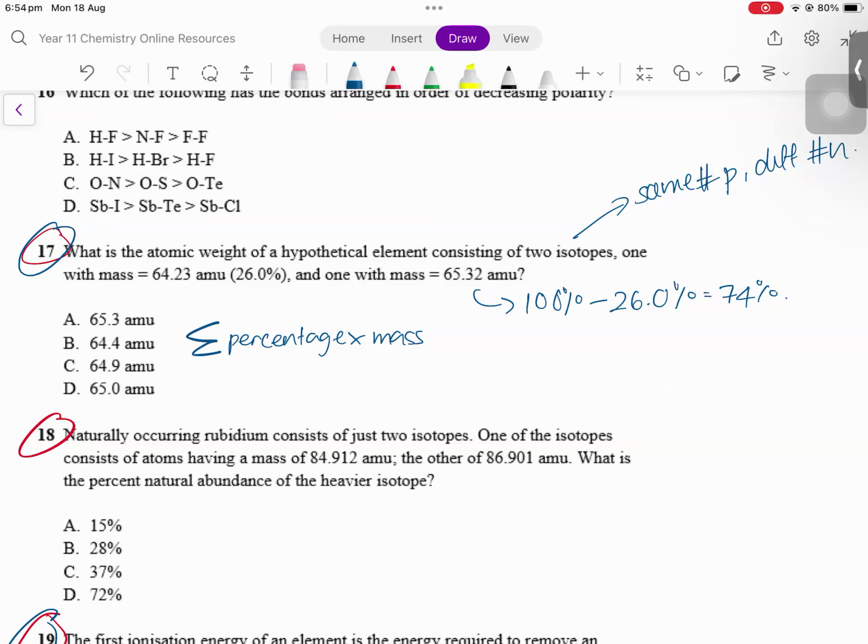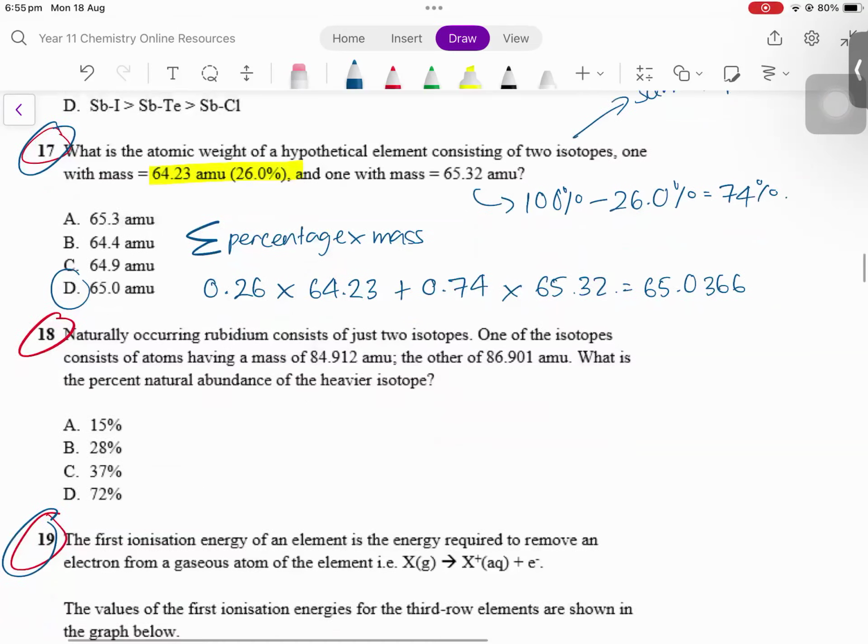Okay, so for the first isotope, they've given you 26%, which, if I do that as a decimal, you get 0.26 times 64.23, that's the mass, plus 0.74 for the second one. We calculated that ourselves, multiplied by 65.32. And when you pop this in the calculator, you get 65.0366. So then your answer is D.